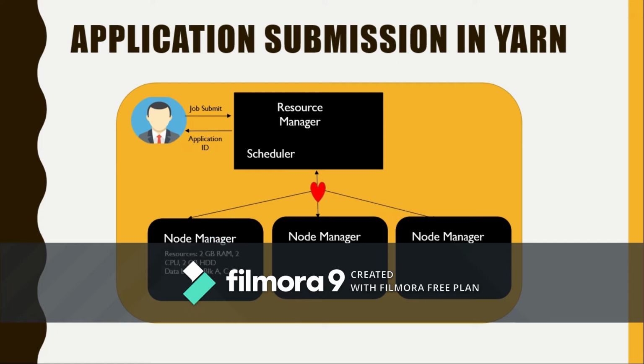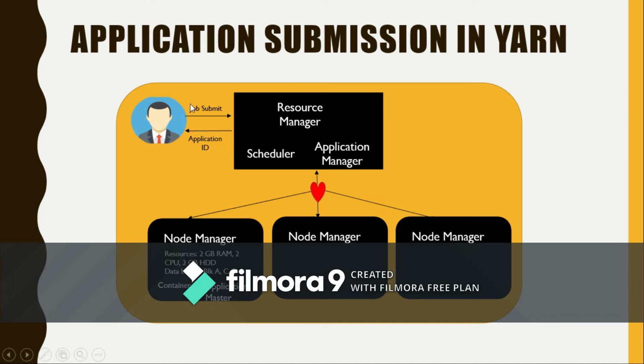Then let's assume that on this slave machine resources are available like 2 GB RAM, 2 CPU, 2 GB hard disk, and relevant data blocks A, C, and E, three data blocks, are available on this slave machine. Now, application manager comes into picture, and application manager starts container number 0 and application master for this particular job.